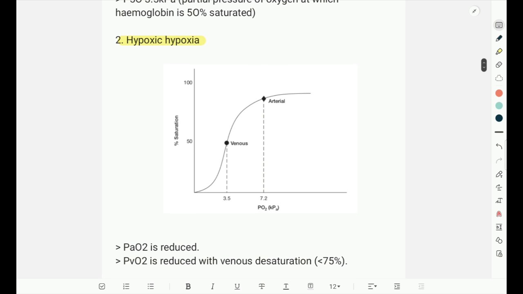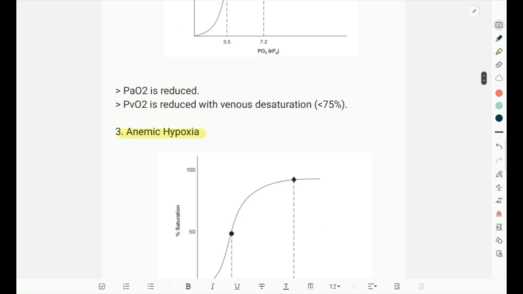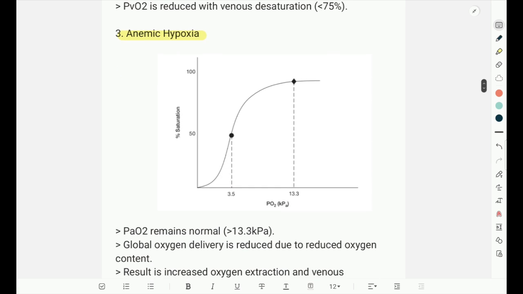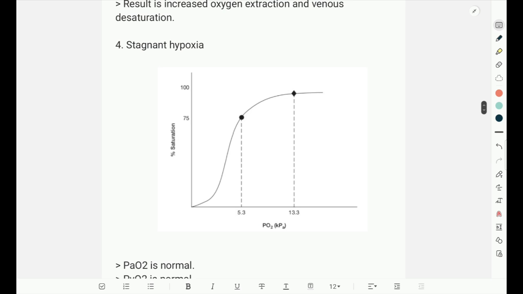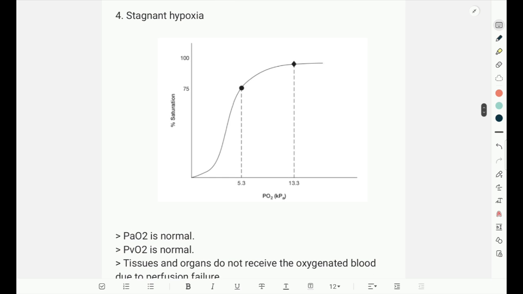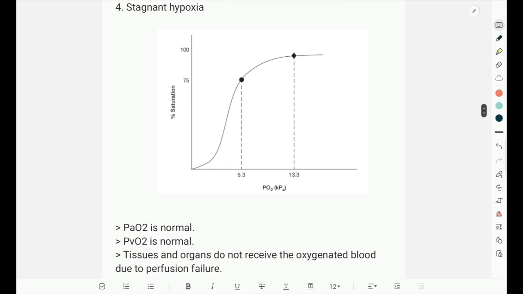Next diagram that you can see on the screen is of hypoxic hypoxia. In this you can see that both the partial pressure of oxygen in arterial and venous blood is decreased. Next is anemic hypoxia. In this, the partial pressure of oxygen in arterial blood is normal, but in venous blood it is decreased because of increased extraction of oxygen from the tissues. Next is stagnant hypoxia. In this also, the PaO2, or the partial pressure of oxygen in arterial blood, and in venous blood is normal, but it is not being delivered to tissues because of poor perfusion.